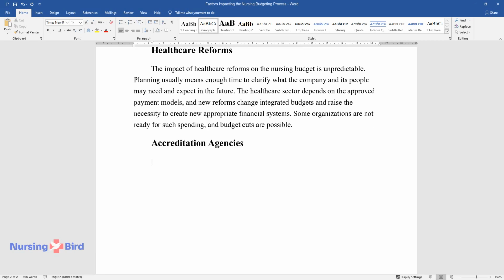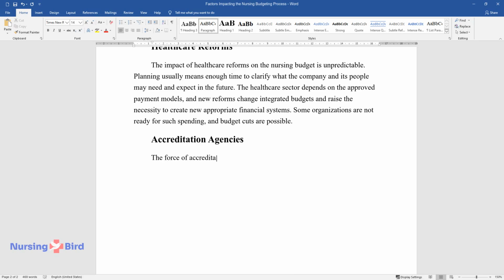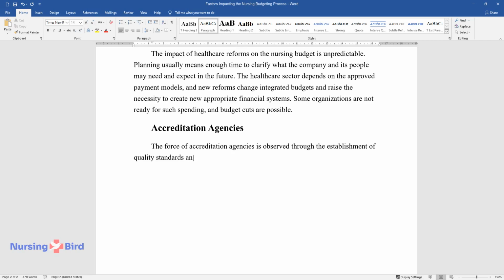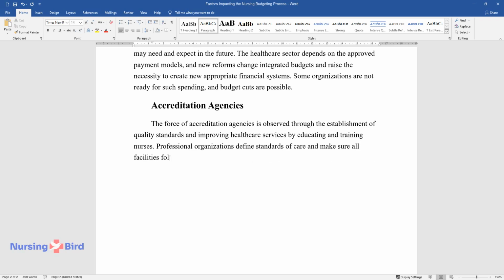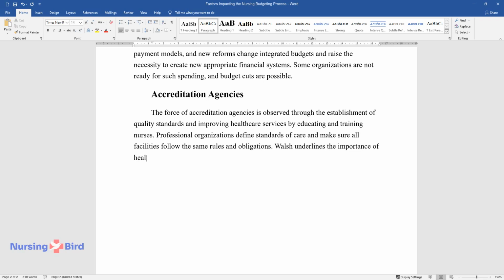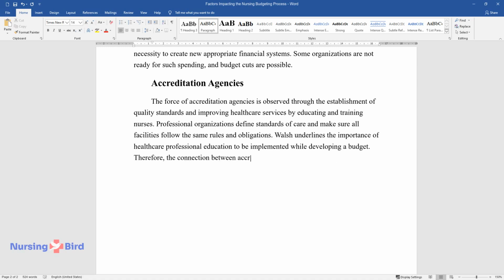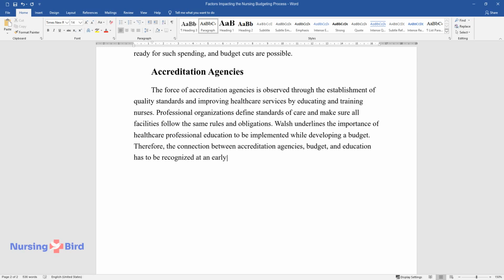Accreditation agencies. The force of accreditation agencies is observed through the establishment of quality standards and improving healthcare services by educating and training nurses. Professional organizations define standards of care and make sure all facilities follow the same rules and obligations. Walsh underlines the importance of healthcare professional education to be implemented while developing a budget. Therefore, the connection between accreditation agencies, budget, and education has to be recognized at an early stage of planning.